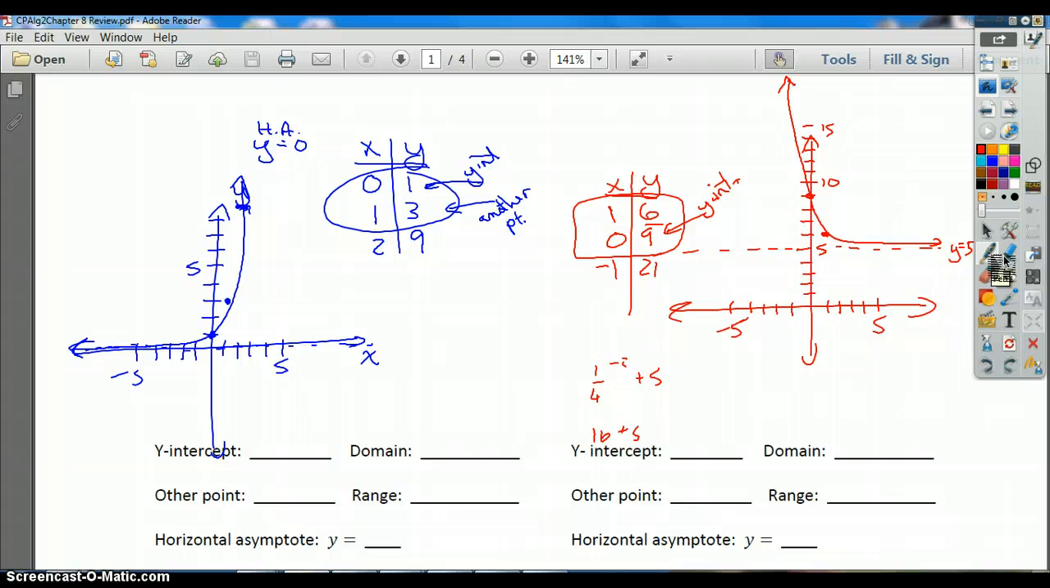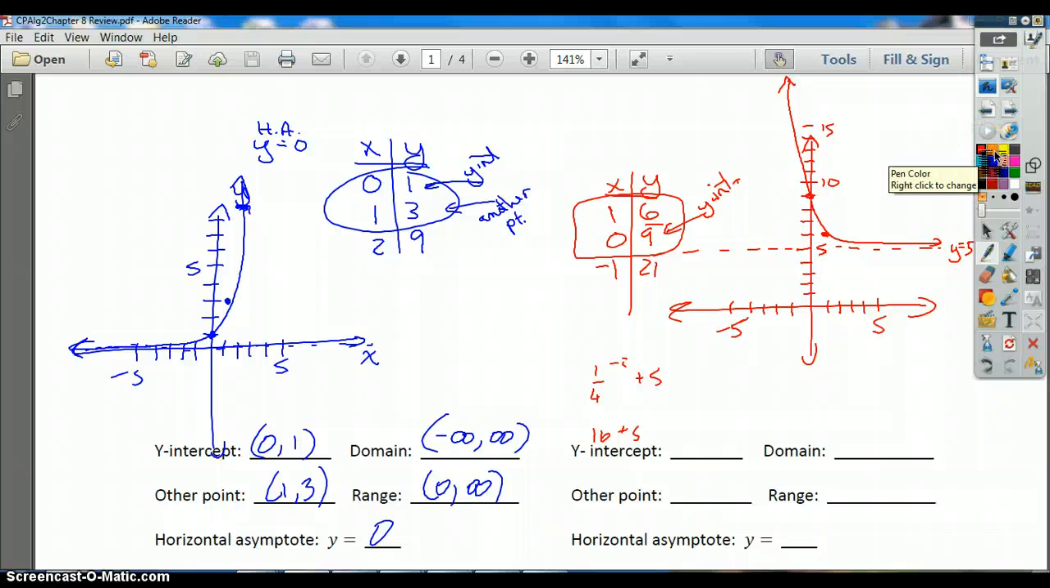So my y-intercept for the blue graph is 0, 1. My domain is negative infinity to infinity because every x value works. That ranges my asymptote up, so the range is 0 to infinity. Another point is 1, 3. Horizontal asymptote is the line y equals 0.